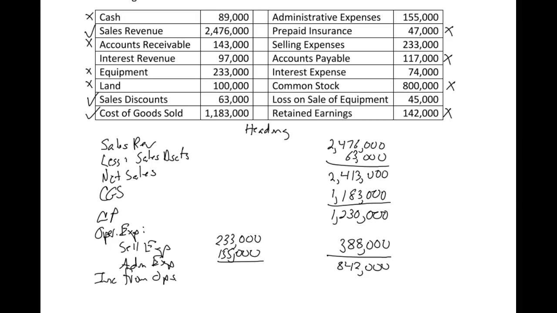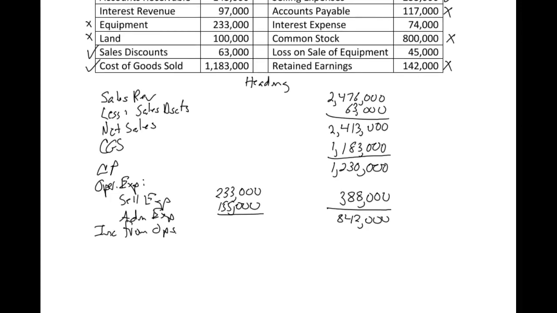All right, where's our selling and administrative? They're both over here, the 155 and the 233, so we use those. So that way we're kind of keeping track. So we still see we have some interest items and this loss that we need to take care of as well. So that will be our next section.